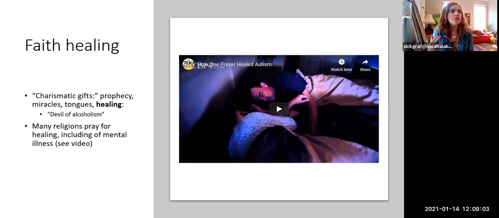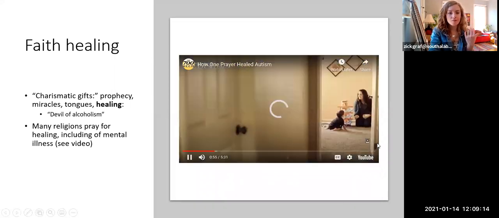But even people who don't believe necessarily in faith healing still may have a relatively spiritual understanding of the causes and treatment of mental illness. So this is an example of a modern spiritual understanding.